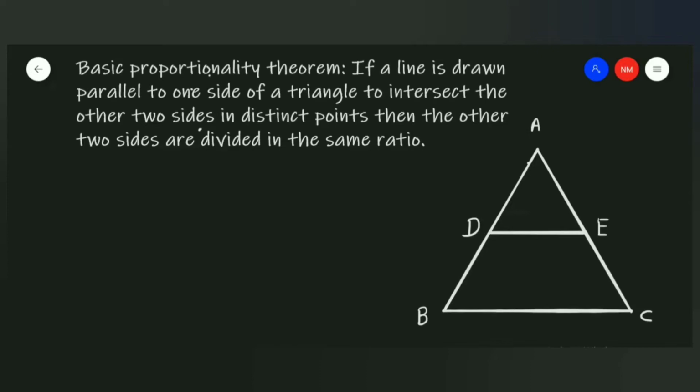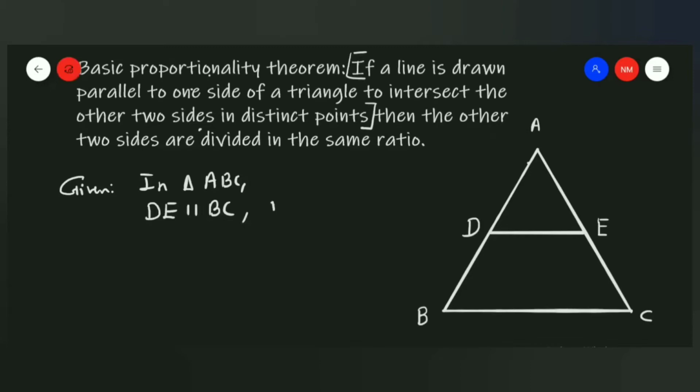Now let's see what is the given part in the statement. So I am writing here the given part. As we know, the given part is: if a line is drawn parallel to one side of a triangle to intersect the other two sides in two distinct points. This all is the given part. So we will write, given in triangle ABC, line DE parallel to line BC.